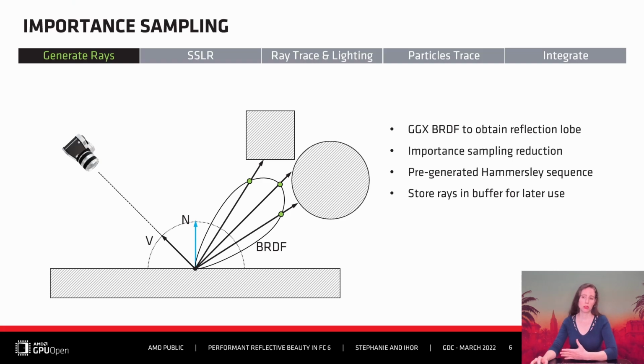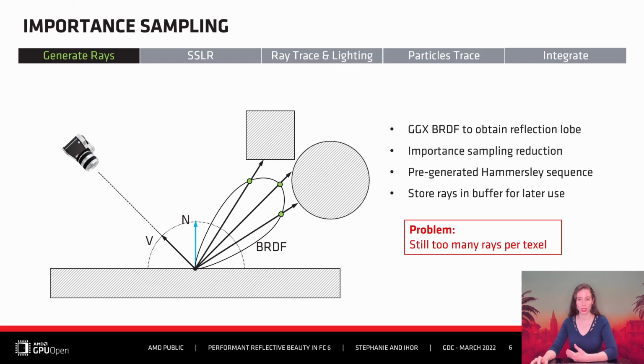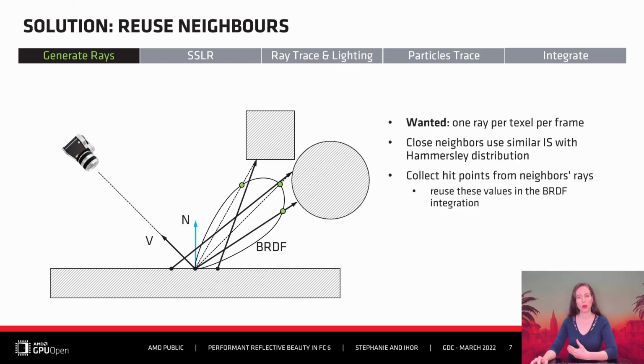However, we'll need to use these rays for several different passes, so we store the rays in a buffer for later use. Which means even with importance sampling, we still had too many rays per texel. We wanted one ray per texel per frame. But a single ray does not provide enough information to calculate the reflection correctly, except for the case of a perfect mirror. Luckily, all close neighboring pixels use similar importance sampling and the same Hammersley distribution.